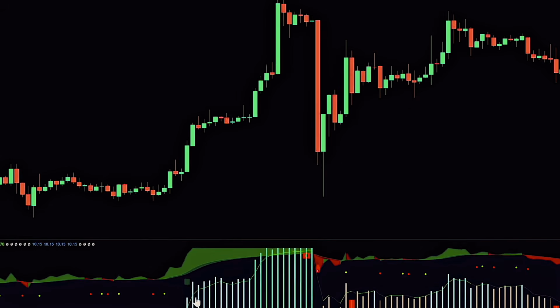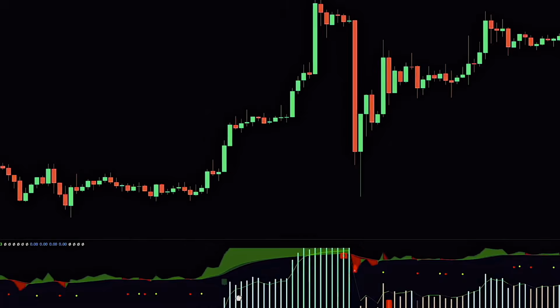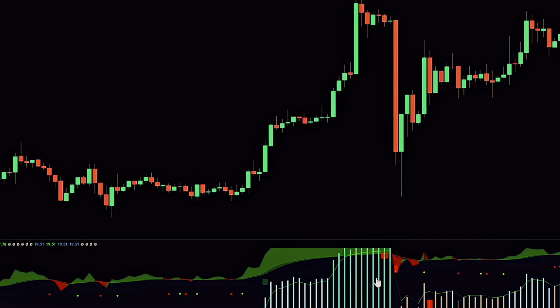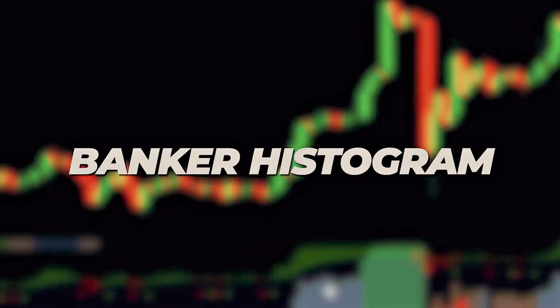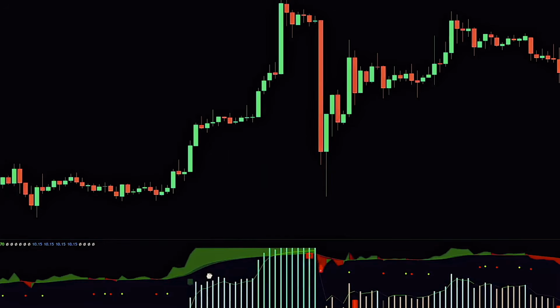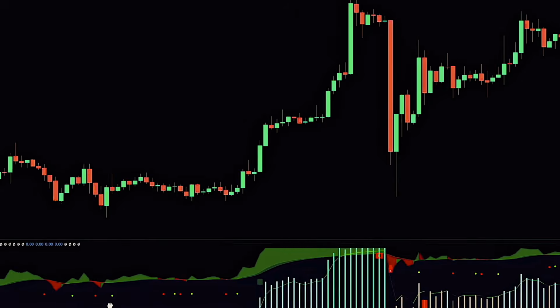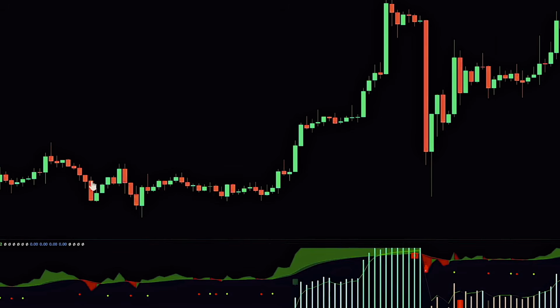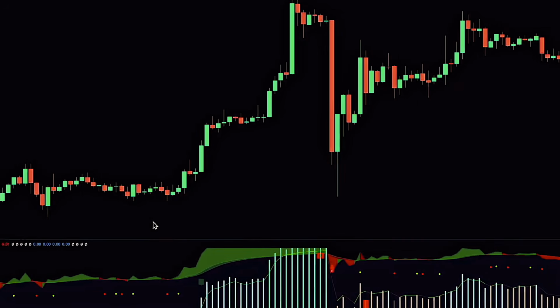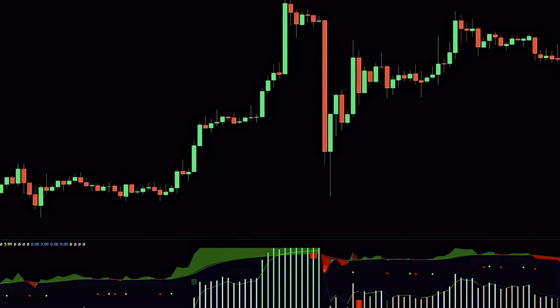The heart of this indicator is the histogram. It changes colors: light blue, light green, brown, red, and sometimes black. It's called the banker histogram. Let me explain what each color means. If you see no bars at all, like right here, that suggests institutional activity is basically non-existent, so no one's entering or exiting positions. During these times, you probably don't want to trade the market either.